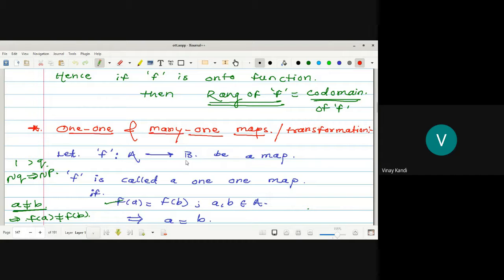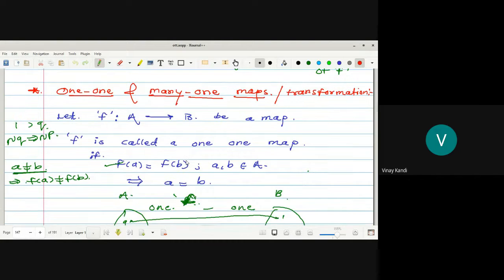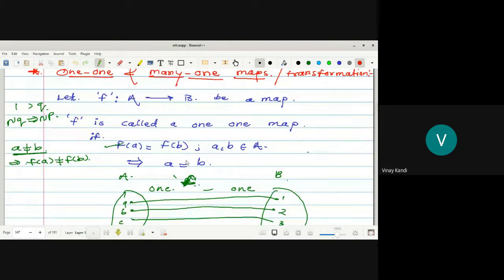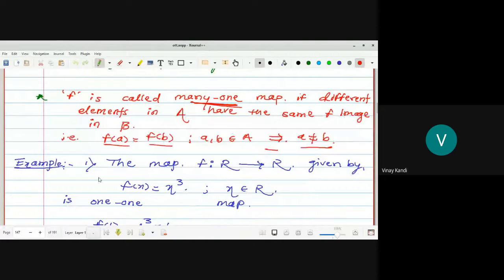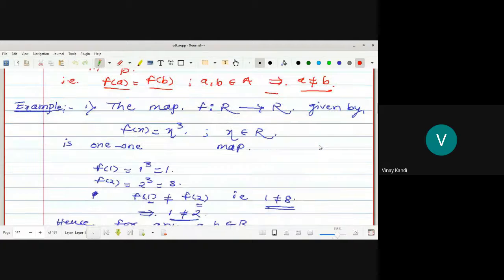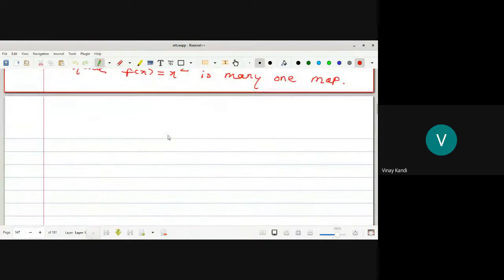So how are we going to prove one-oneness? Take the images as equal: if we take f of a equal to f of b, and if it implies a is equal to b, then the function is one-one. And what is a many-one function? If f of a is equal to f of b, that implies a is not equal to b. Here we saw examples of one-one and onto functions. So today we will see what equal transformations or equal functions are.